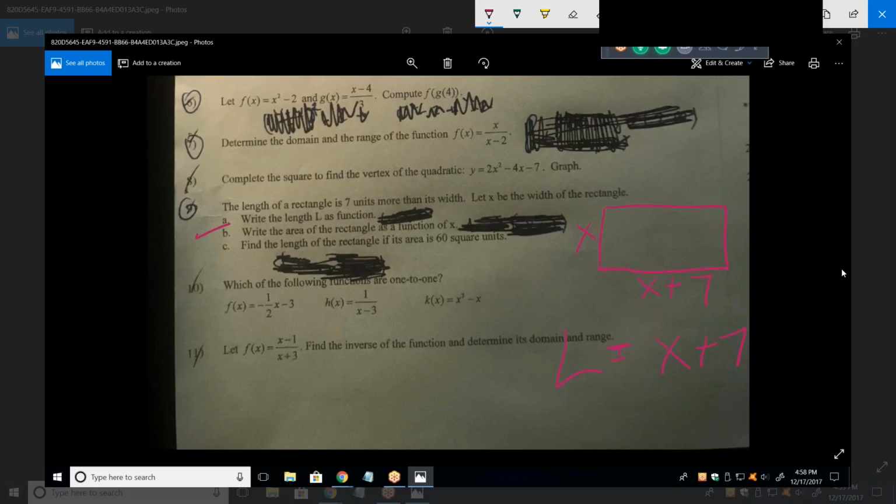Write the area of the rectangle as a function of x. Area as a function of x equals what? x times, or x and then parentheses, x plus 7. Yeah, and I actually prefer that answer to x squared plus 7x. Find the length of the rectangle if its area is 60.